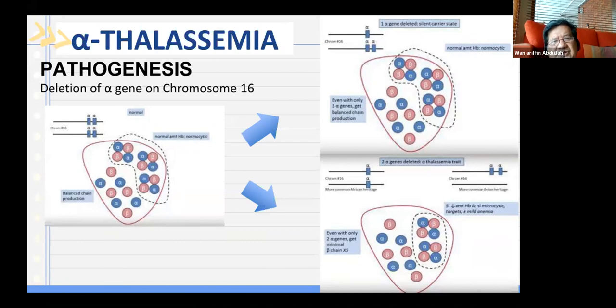Yeah? And this one is 2 gene deletion. 2 gene deletion can be 1 each deleted on each of the allele, or 1 allele is normal, but in the other allele, both genes are deleted. So this is 2 gene deletion. This is called alpha thalassemia trait. All right? And they may have slight anemia, and they have hypochromic microcytic anemia. Okay, understand? Okay, next.